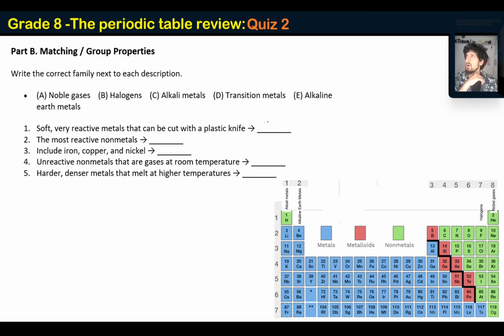Alkali metals. So what do I need to do here? Write the correct family. Okay, so that's C. Alkali metals. Here we go. Excuse my handwriting. Maybe I should go back to blue. The most reactive nonmetals. Well, we already know that by now. Halogens. Group 17.